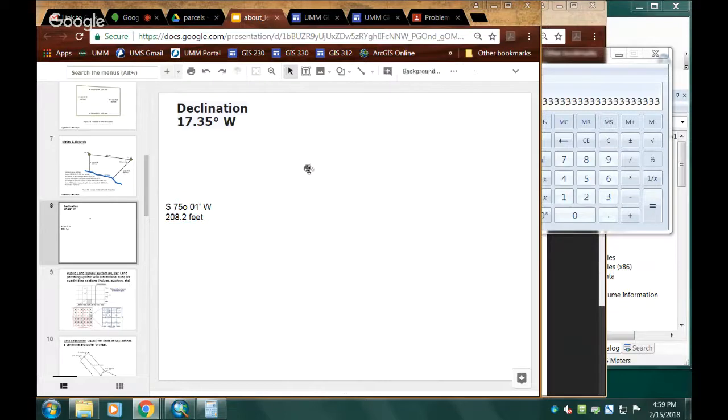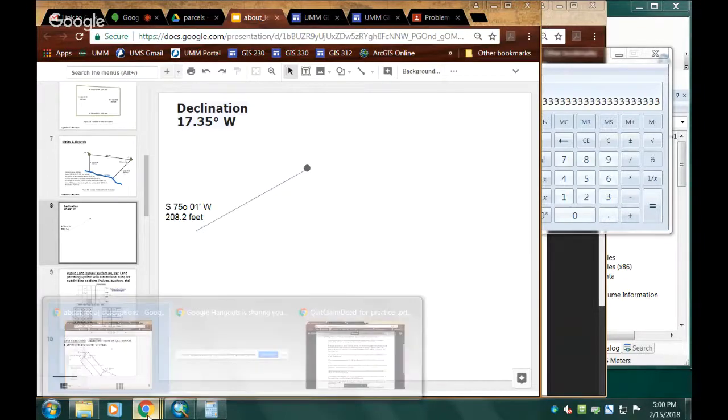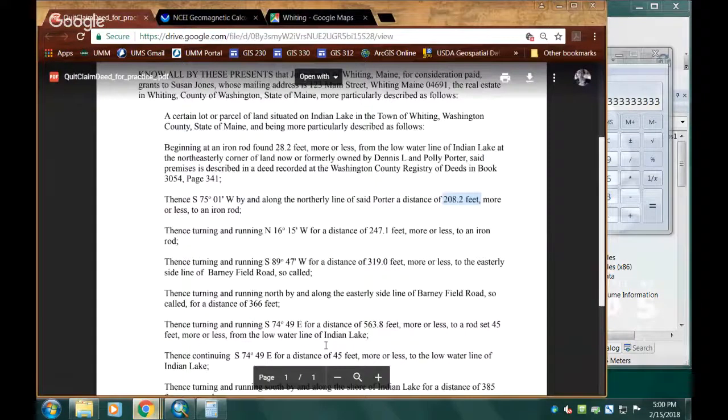I'll show you. Okay, so now I'm just going to generally put a line here. So it's 75 degrees roughly. I'm just making this up. And it's 208 feet, right? 75 degrees into this quadrant. So it's actually about 15 degrees off of a right angle. Okay, so there's my first boundary. And let's go back to our deed and see what we're supposed to find there.